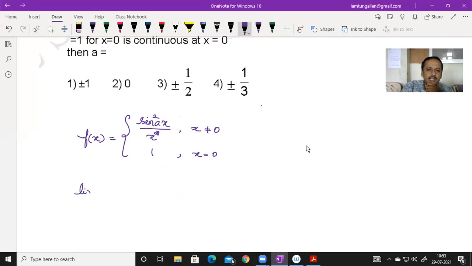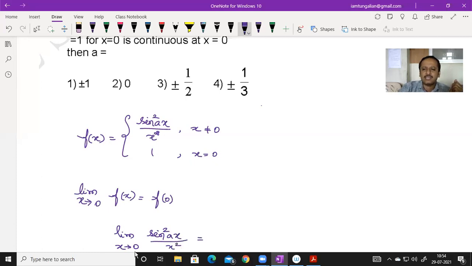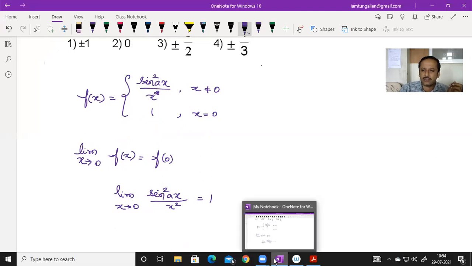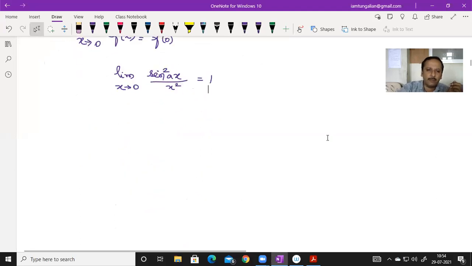Okay. Since it is continuous at x equal to 0, I can write limit x tends to 0 f of x is equal to f of 0. So limit x tends to 0 f of x. What is f of x? Sine square ax divided by x square. That's equal to f of 0. What is f of 0? 1. They have given f of 0 is 1. Limit x tends to 0 sine square ax by x square. We have to evaluate this limit now.